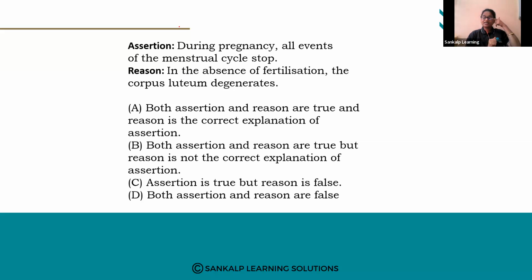Assertion: during pregnancy, all events of menstrual cycle will stop. That is true. So option C, assertion is true, reason is false, is the right answer. Reason is totally false. The corpus luteum reduces the secretion of progesterone hormone and it will convert into corpus albicans. After that, the endometrium sheds and the menstruation cycle will begin. Okay, so option C is the right answer. Next question.